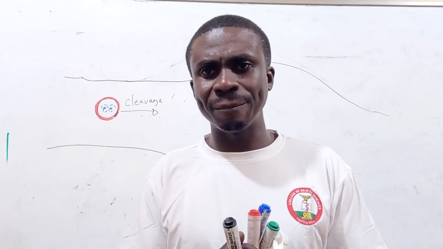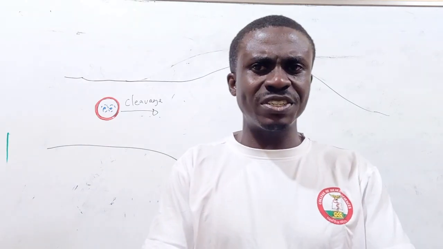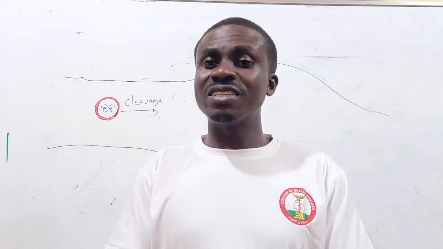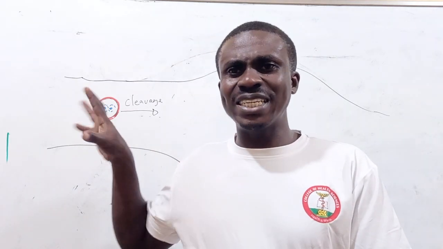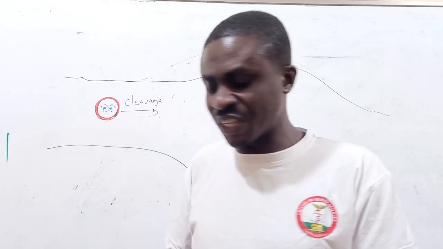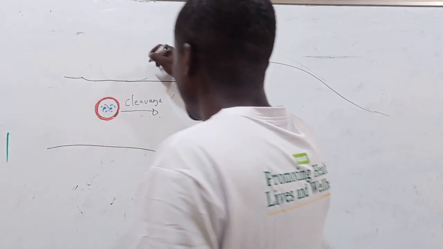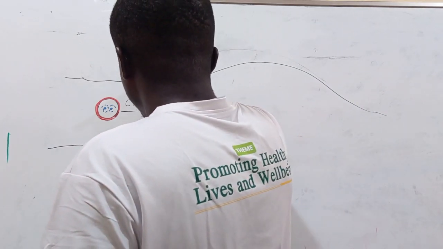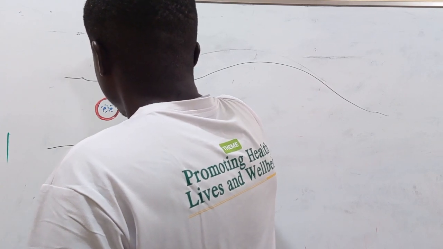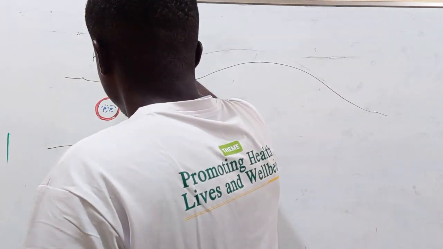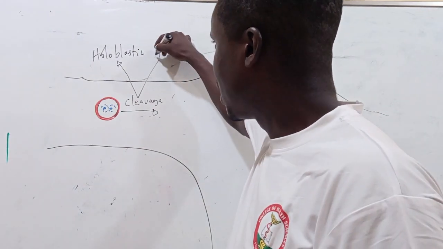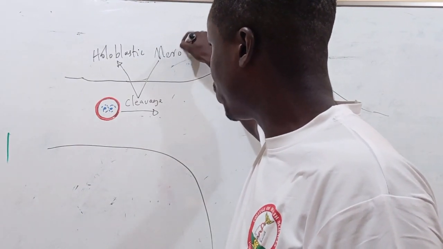Okay, for now. Now there's one more thing I want to put across over here, and that is the fact that this type of cleavage, we call it holoblastic cleavage. Now let's put this point down. The type of cleavage that we experience over here, we call it holoblastic, which is opposite to another one we call meroblastic. Now, I'll be explaining these things for you.